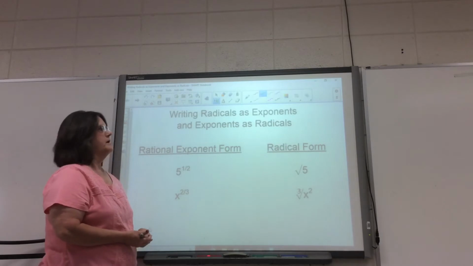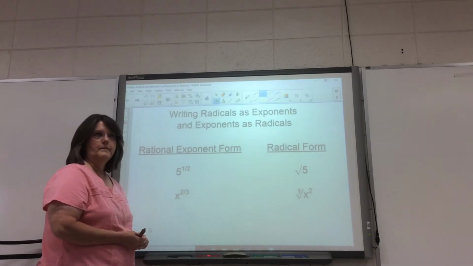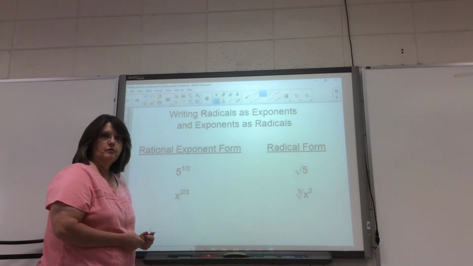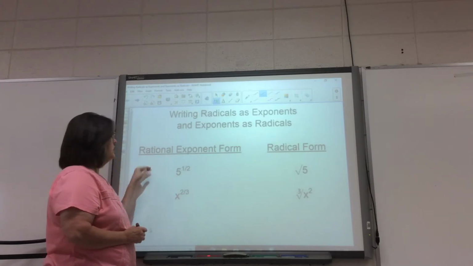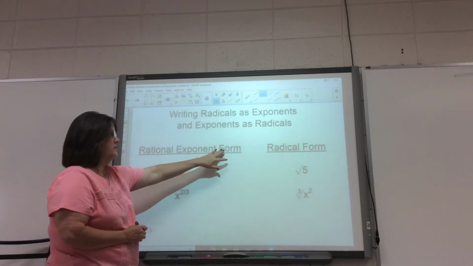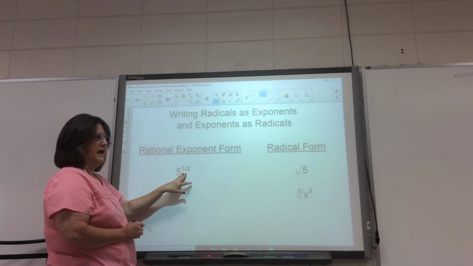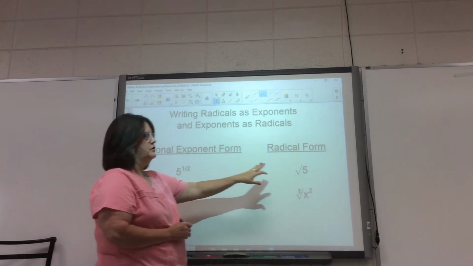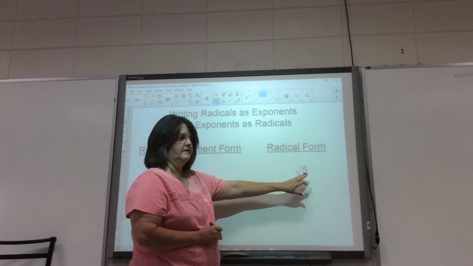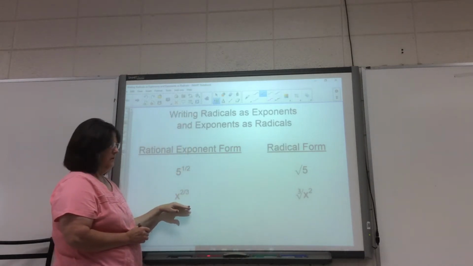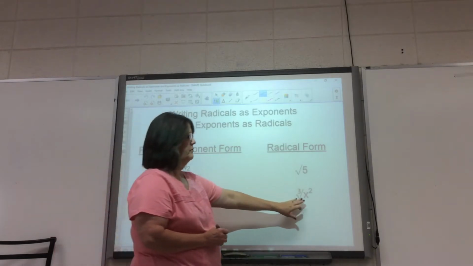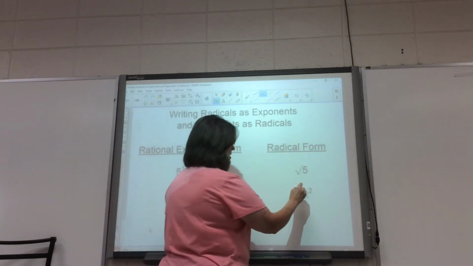Radicals can be written in exponential form, and an exponential form can be written as a radical. As you see here, I have a rational exponent form: 5 to the 1/2 power is equal to the square root of 5. I have x to the 2/3 power, which is written as the cube root of x squared.